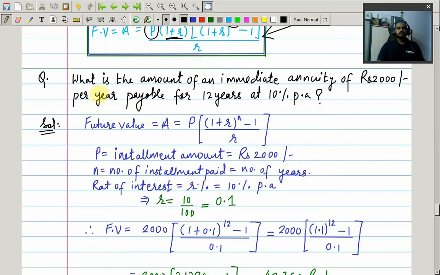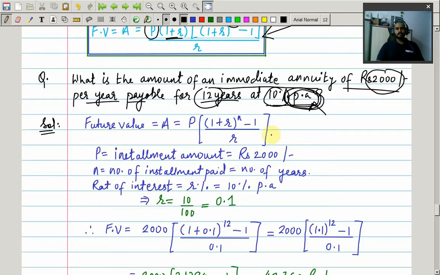So let's read this. What is the amount of an immediate annuity of rupees 2000 per year payable for 12 years at 10% per annum? This is the important thing, per annum. If this is per annum, nothing happens to this 10 and nothing happens to this 12. So we want to find, if I decided to pay 2000 at the end of every year, how much money I will receive after 12 years.